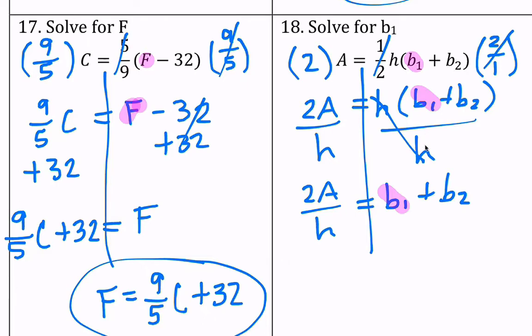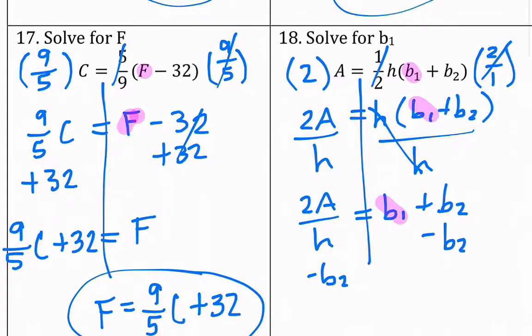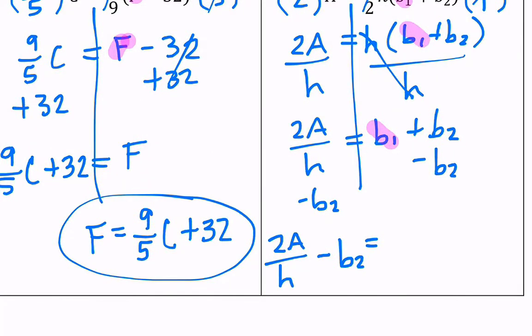Alright, almost there, guys. I want b1 by itself, so I have to get rid of this plus b2. The opposite of a plus is a subtract. So I'm going to take away b2. What I do on one side, I do on the other. Okay, so on that left-hand side, I had 2a over h, and then I subtracted b2. On the other side, my b2's cancel, so b1 drops down.